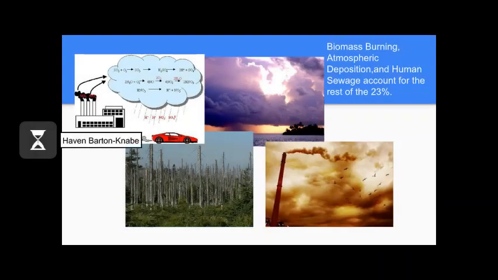So as I mentioned earlier, lightning does create nitrates naturally. So that is where the atmospheric deposition comes from. But human sewage and biomass burning does create a lot of nitrates. Not as much as the others, but it's still something to watch out for.